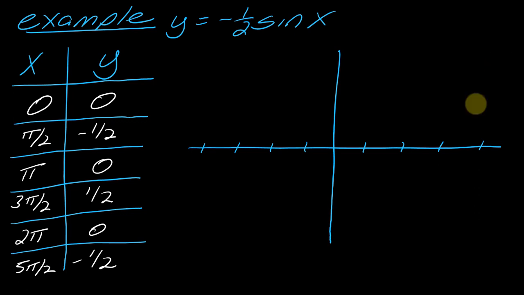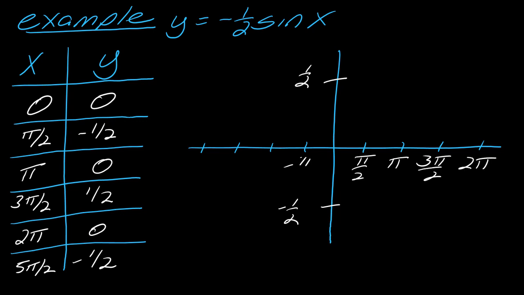So now that I've got my points, I want to go ahead and set up my axes. So I will make this point here 1/2, and I'll make this negative 1/2. And then I'll just go in pi over 2 intervals on my graph, like so. So this will be negative pi over 2, the negative version of that. Okay, so now we just start plotting points. So I've got 0, 0 right there. Pi over 2, negative 1/2 right there, pi, 0. And then we come up here, and then we come down here.